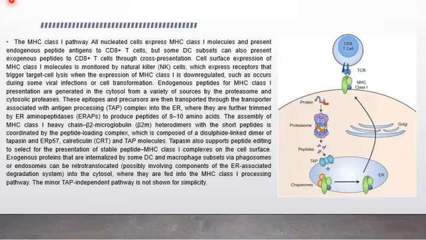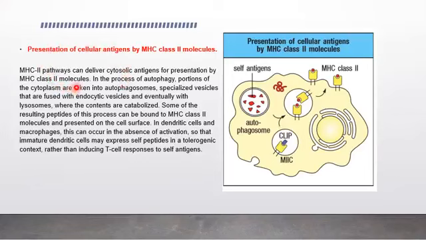Basically, let's jump to the MHC. This is the presentation of the cellular antigens by the MHC class 2 molecules. The MHC class 2 molecules, as I mentioned before, are expressed on antigen presenting cells such as the dendritic cells, the B cells, or the macrophages. Basically the MHC class 2 pathway can deliver the cytosolic antigen for presentation by MHC class 2 on the cell surface. It could be the macrophage or it could be the dendritic cells.